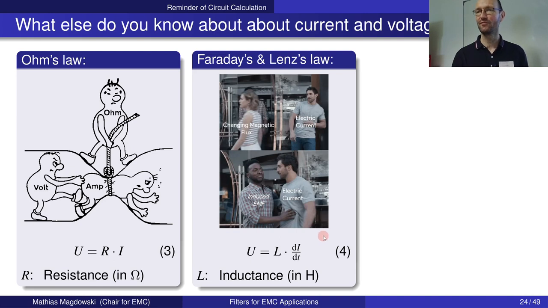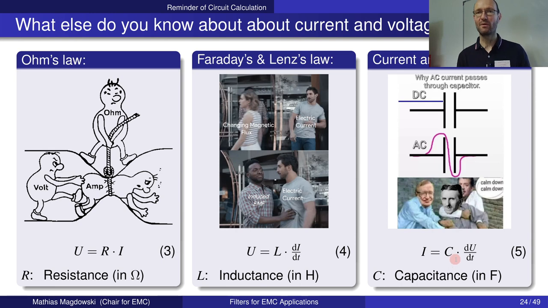What else do we have? Capacitance, and capacitance is more or less the same equation, but just voltage and current change the order. So here, if we have a time derivative of the voltage, then we get a current. And voltage at the capacitor is proportional to the charge. So this is more or less the voltage, charge, current and charge rule. So if the charge changes, then we have a current flow somewhere.